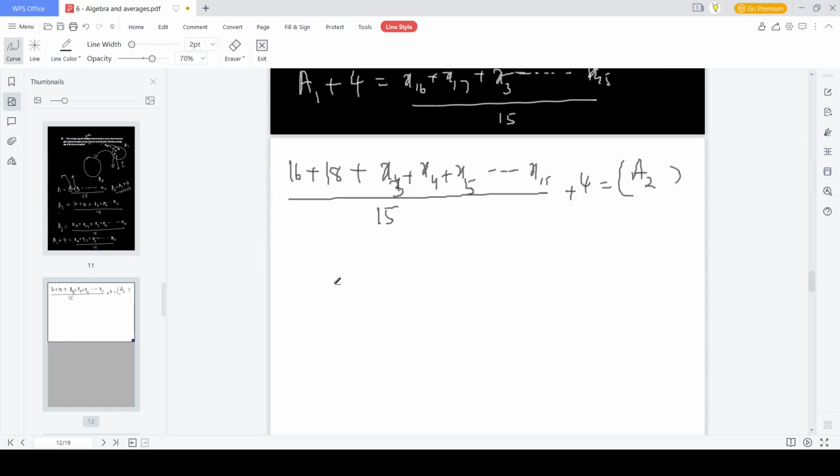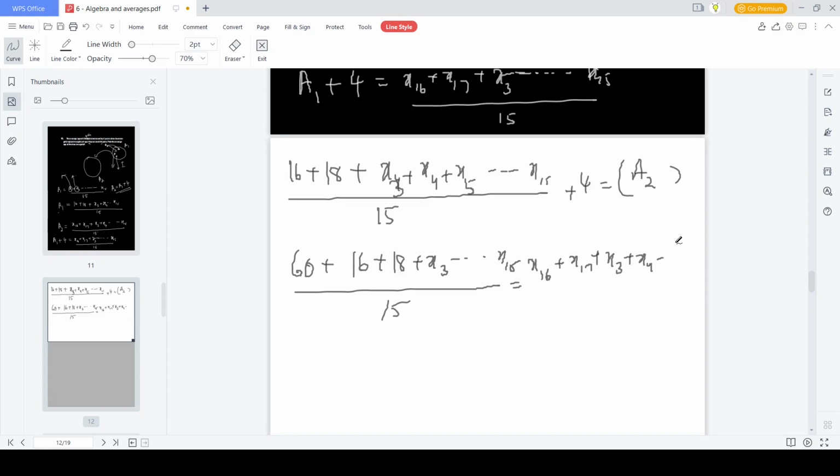Now I will just take 15 to this side also, so this becomes 15 into 4, that is 60, plus 16 plus 18 plus x3 so on up to x15, whole divided by 15, is equal to x16 plus x17, those are the two new girls, plus x3 plus x4 so on up to x15, whole divided by 15. Try to follow, this is a little bit tricky.